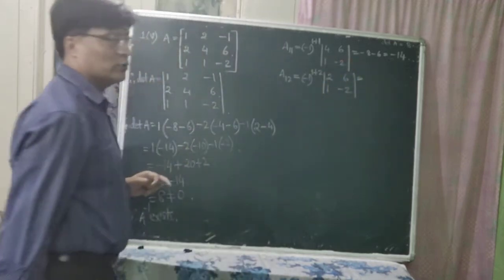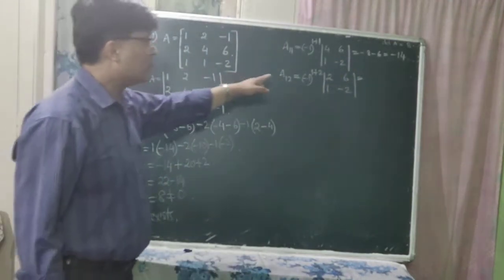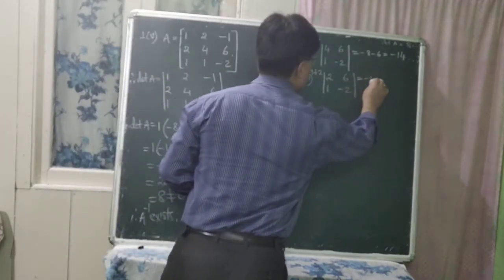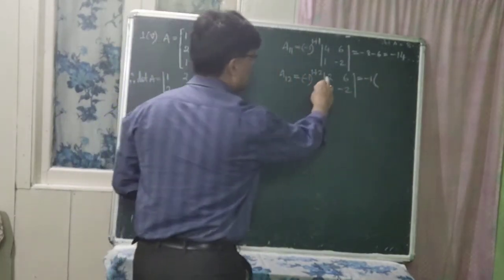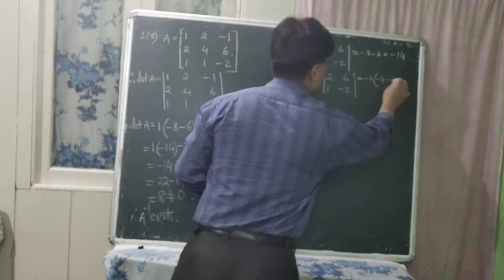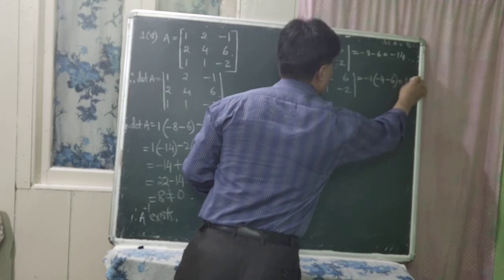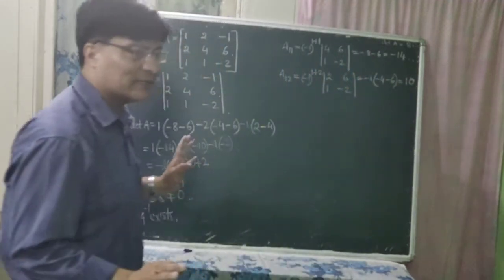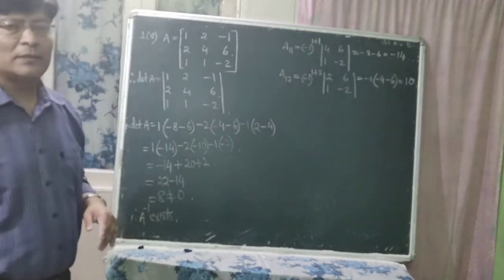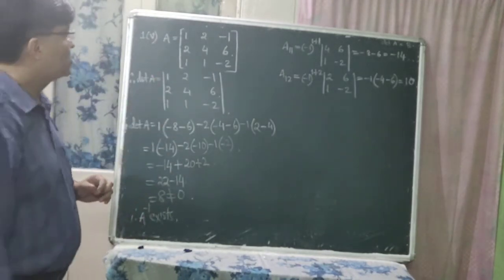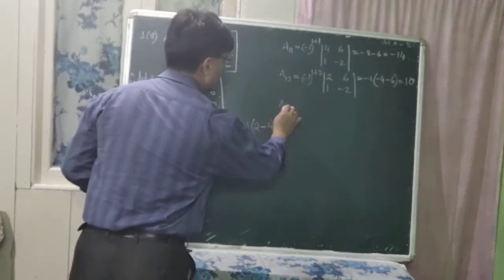So which is equal to? Now what is minus 1 whole cube? You know that it is minus 1, isn't it? So let us write minus 1 and within bracket you write minus 4 minus 6, which is equal to, how much is that? This is your 10. Is that clear? So this is 10. So now next A13.